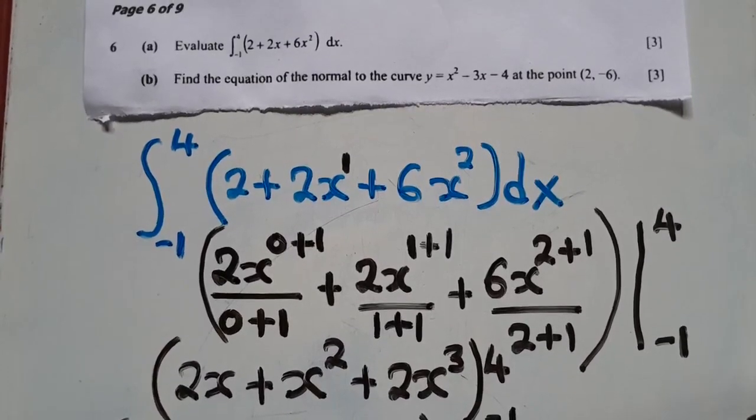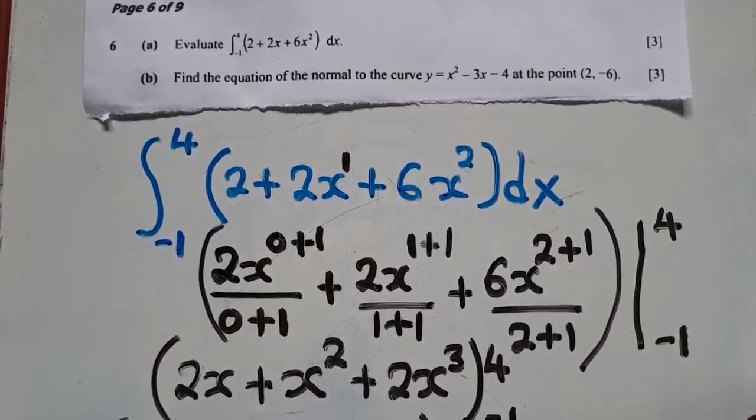The second one, I'm told to find the equation of the normal. Hope you're able to see. Find the equation of the normal to the curve y is equal to x squared minus 3x minus 4 at the point (2, -6). I'm told to find the equation of the normal.